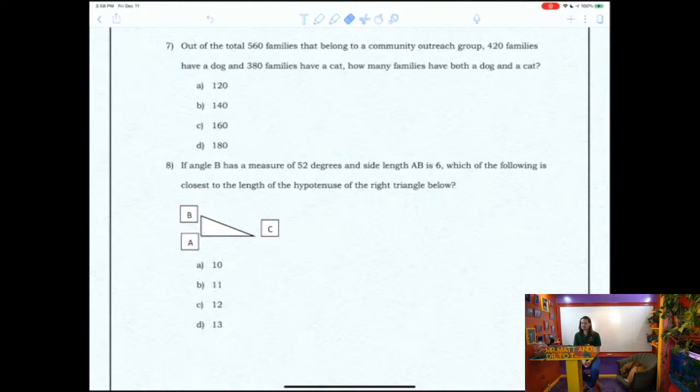So question number 7 asks, out of the total 560 families that belong to a community outreach group, 420 families have a dog and 380 families have a cat. How many families have both a dog and a cat? And question number 8, if angle B has a measure of 52 degrees and side length AB is 6, which of the following is closest to the length of the hypotenuse in the right triangle below? So I'll give you 6 minutes and then I'll start to solve after 2.